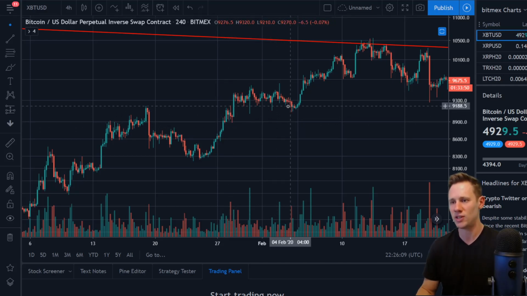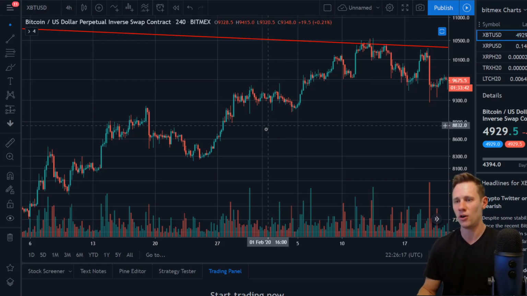Now, say I was here and I wanted to short going down. I would probably put my stop loss above here, okay? So you want to put on a short, you want to put your stop loss above resistance. On a long, you want to put your stop loss below support, okay?